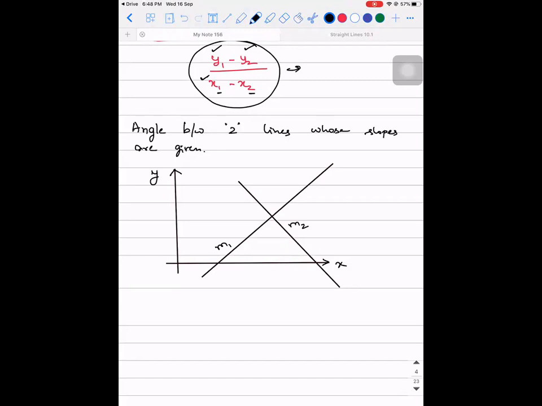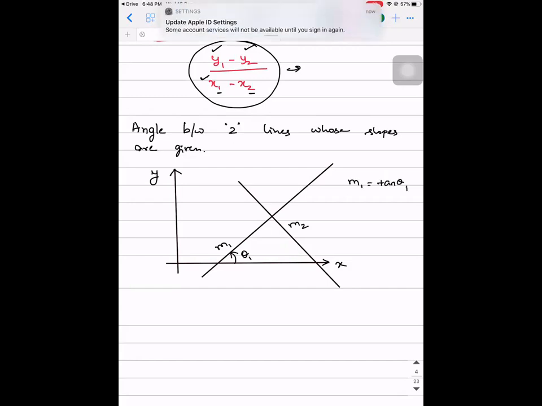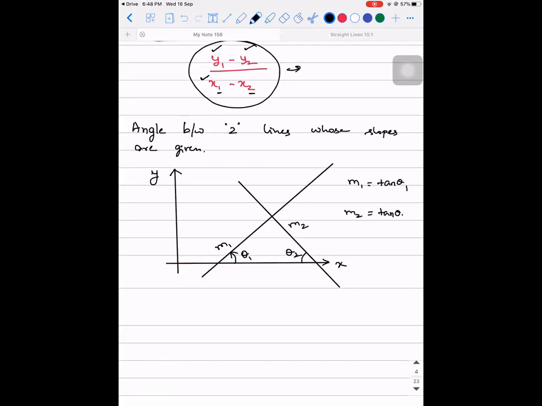Now see. This angle should be theta 1. If I take this angle as theta 1, then m1 is tan theta 1, accepted? Because the slope made by the first line is tan of the angle made by it with the x-axis. m2 is tan theta 2, accepted? Right? Yes or no? Yes, sir.